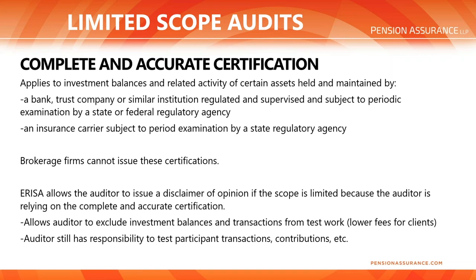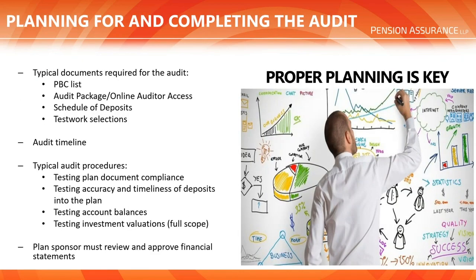If you have a limited scope audit, it doesn't mean that the auditor doesn't have any work that they have to do. They still have the responsibility to test participant transactions, contributions, and we'll talk about some of the other things that we look at as part of a limited scope audit, which is typically what you'll see out there. For this slide specifically, the one thing I wanted to stress is that proper planning is really key in all of this. You don't want to call your auditor late September, early October with an October 15th ultimate deadline and ask for this audit to be performed then, because it really takes time to go through this process.